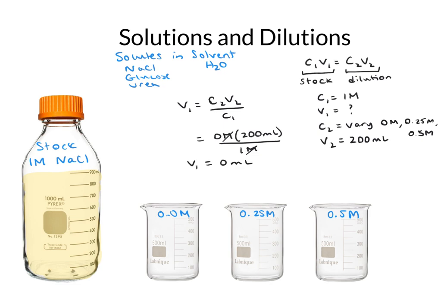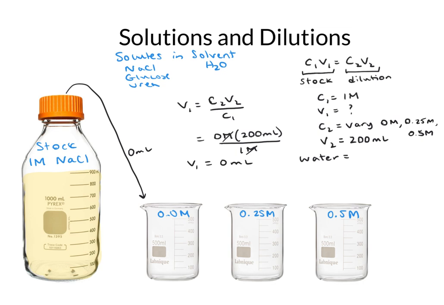So what that means is that there will be 0 milliliters of the stock solution put into this beaker. Now, that seems obvious, right? If it's a 0 molar dilution, it should have none of the solute in it. Now we have to figure out how much water to add to get our dilution up to the right volume.